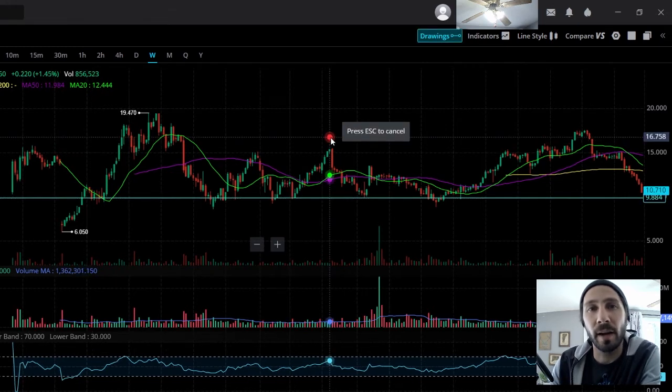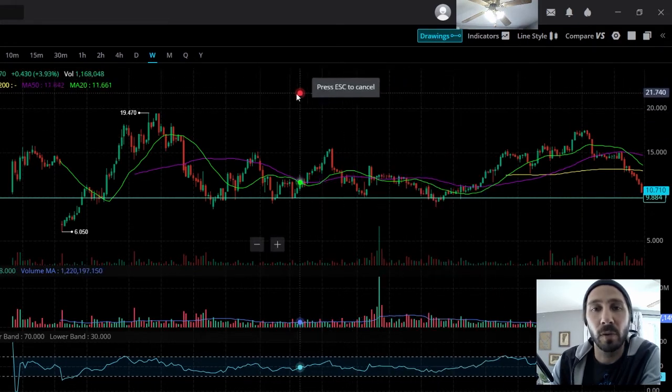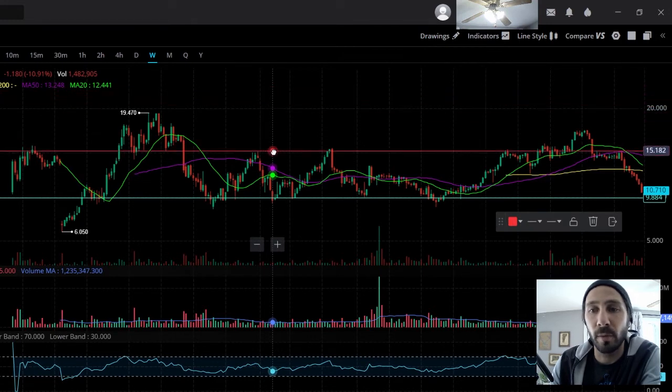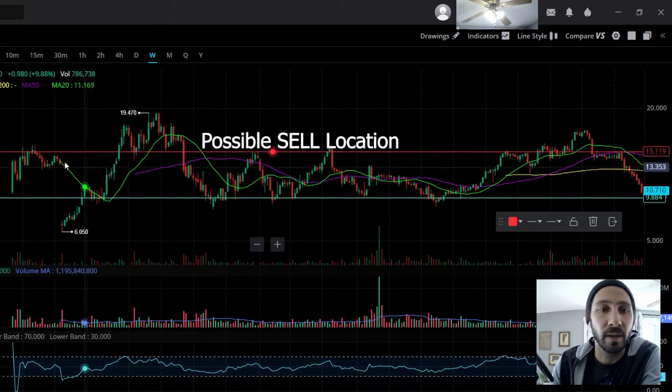Now we're going to draw a line of resistance. Similar to the support line, you're going to use your horizontal line tool. This time you're going to click above the price action and you're going to pull it down until you get the most number of touches. You'll notice we're touching here, here, here, here, and here.